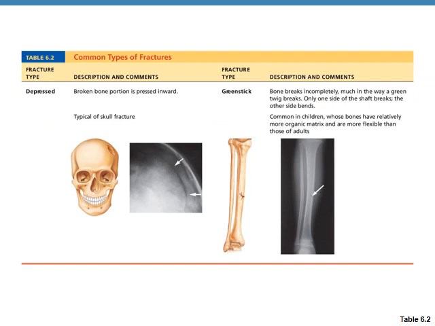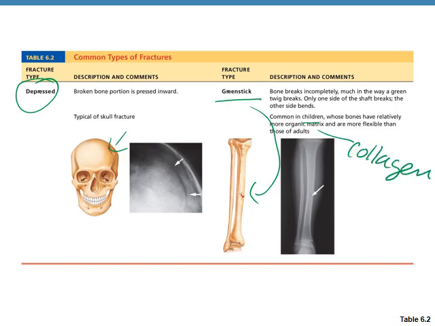You can see in this third slide, there's a depression, and there's also something called the greenstick. This is common in children whose bones have relatively more organic material, so they're talking about collagen here. So more collagen, which is flexible, than those in adults.